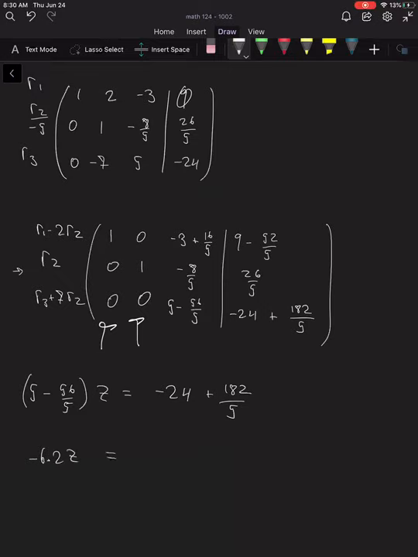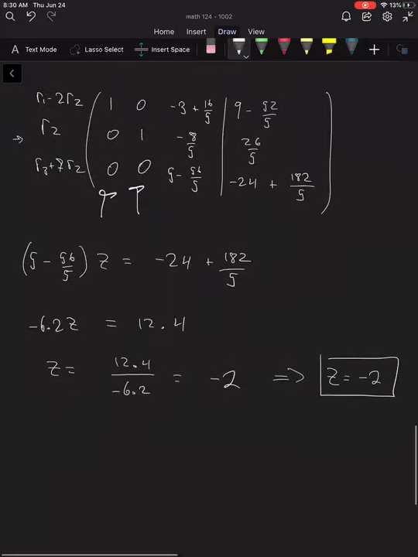And then over here we have minus 24 plus 182 over 5, which is 12.4. Okay, so now that means z is equal to 12.4 divided by minus 6.2, which is equal to minus 2. So we get z is equal to minus 2. So there's one of our answers.